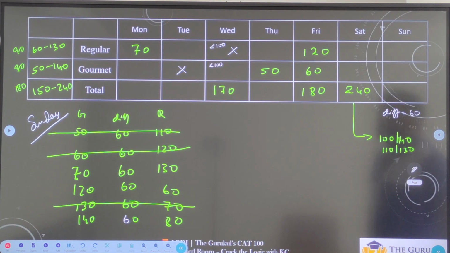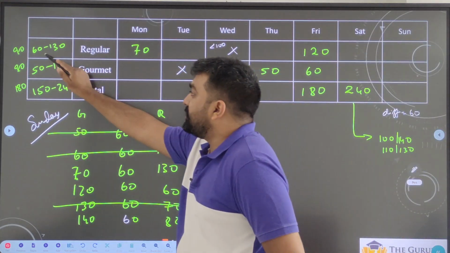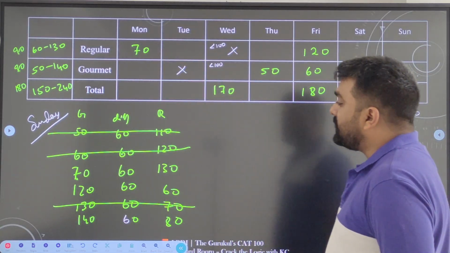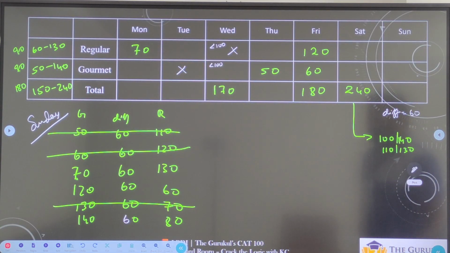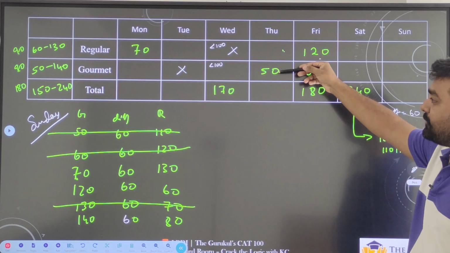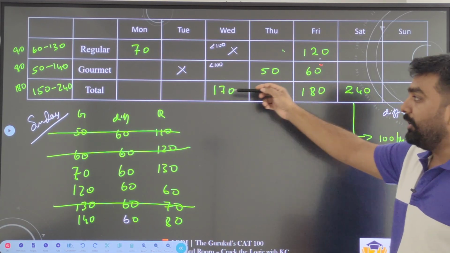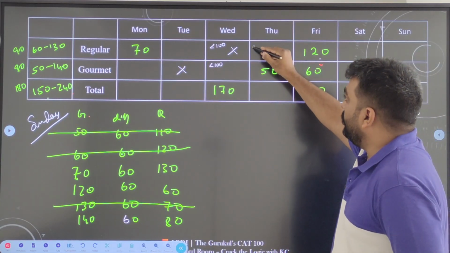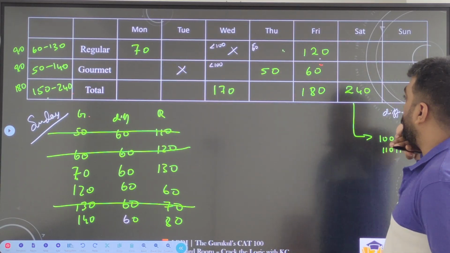Now if you observe carefully, here 60 and 130, 50 and 140, 150 and 240 should come somewhere, or else how will that work? They should come somewhere. We don't know where they are coming. Okay. Now, can 60 come on Thursday? If 60 is coming on Thursday, 60 plus 50, this will become 110, but the lowest possible only is 150. So 60 cannot come here. Okay, the minimum value 60 is not coming here.